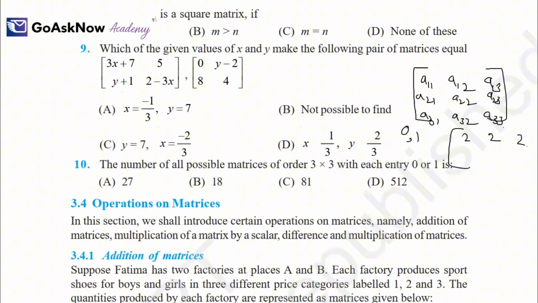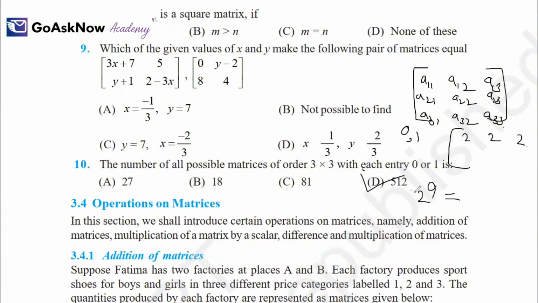So what will you get as the total number here? It must be 2 into 2 into 2, 9 times. So you will get 2 to the power 9. Okay. And what is the value of 2 to the power 9? 512. That is the answer for you. That is the option 512. Okay. So I hope you got how to do this problem.